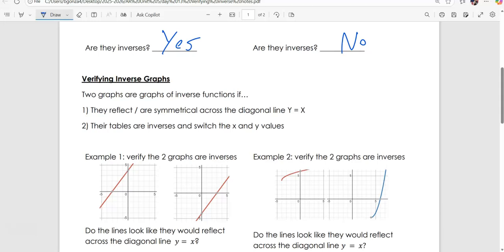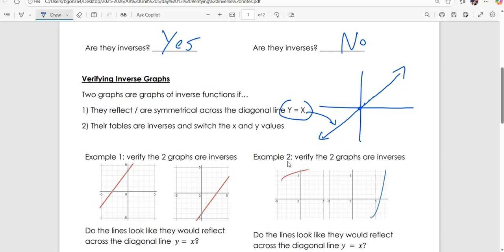Okay, graphs. Two graphs are graphs of inverses if they reflect or are symmetrical across the diagonal line y equals x. Now, everybody, you got to know how to make y equals x. If you're at the center and you go up one, right one, up one, right one, like if you're on the grid and it's going, this diagonal line is y equals x. Okay, that thing. No, that's just the line that it needs to reflect over. So like, for example, if there's something over here, whatever, it's got to reflect over here. So everything's going to kind of like be a mirror image over this diagonal line.